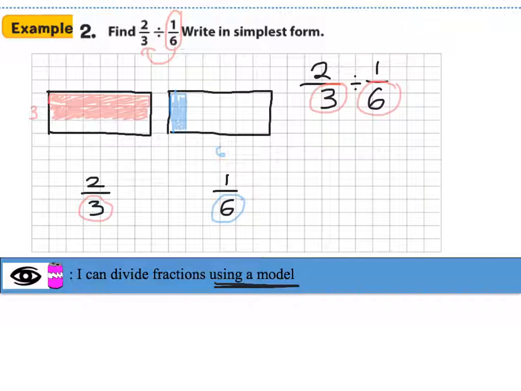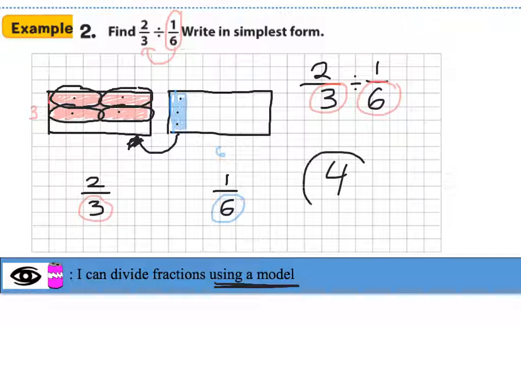Now let's ask ourselves, can the blue, or can the 1/6 go into the red a number of times? So one whole group is 3, because here's 1, 2, 3. 3 boxes make one whole group. So let's see if we can place those blue boxes into the red box. So here's one group right here. We can fit another group right here, another group right here, and another group right here. So I was able to make 1, 2, 3, 4 whole groups, nothing left over, and that is my final answer.